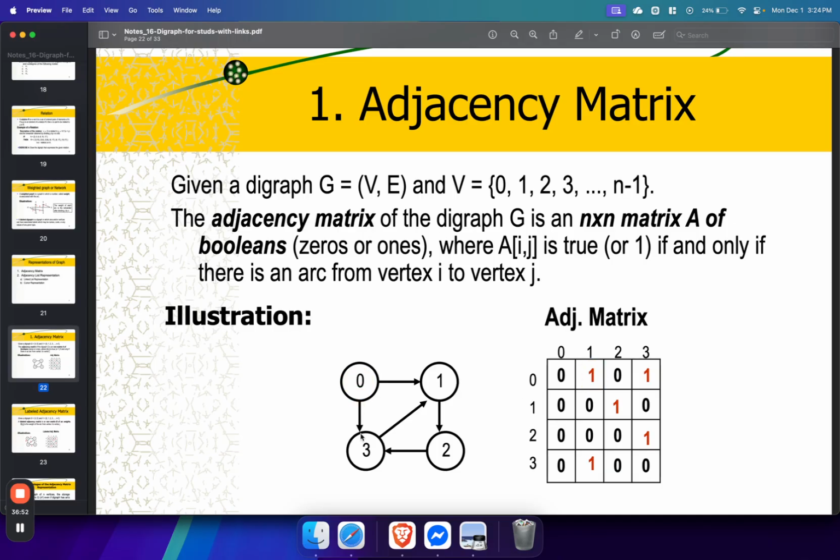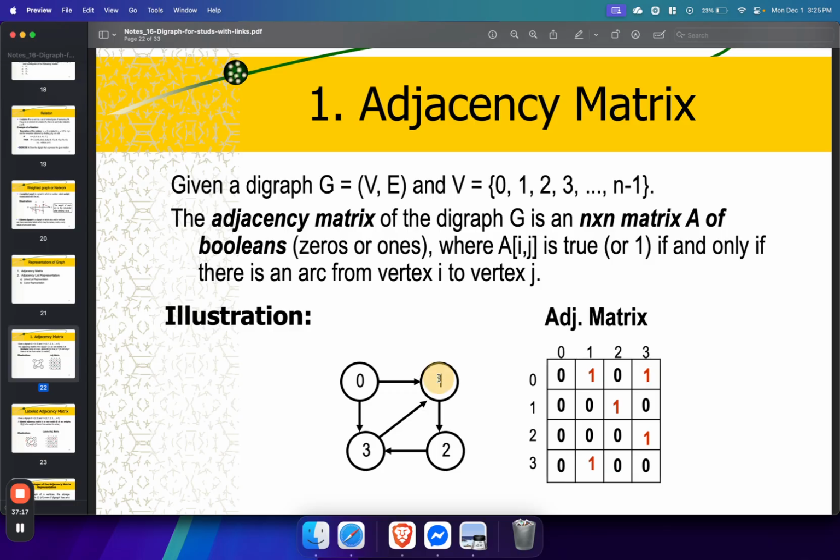From 0 to 3, there is an arc, so that means from row 0 to column 3, the value is 1 because there is an arc. From 0 to 0, walay direct arc. From 0 to 2, walay arc, kay 0 man. So sa drawing, walay arrow from 0 to 2.